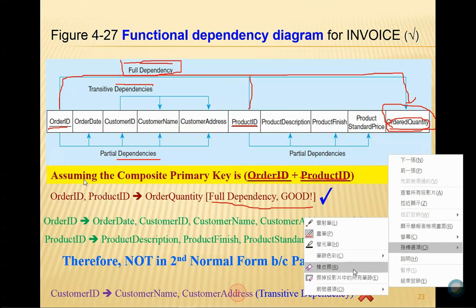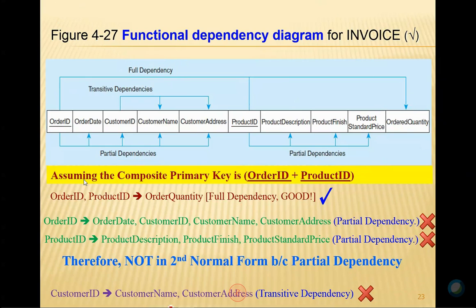However, for other attributes, like order date, customer ID, customer name, customer address, I only need to know one of the two composite primary keys. They are order ID and product ID. I only need one of them. I can determine the value for the rest.